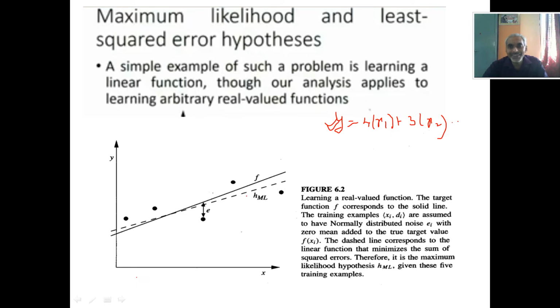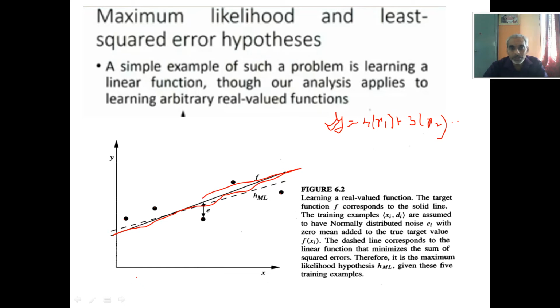Now in such an example, these dotted data points are all the data points which have been marked here, and the target function f corresponds to the solid line. What you have to do is calculate a target function. You try to draw a line, which is called the target function. So you are going to draw one particular line.